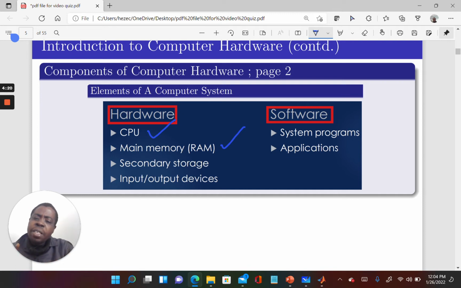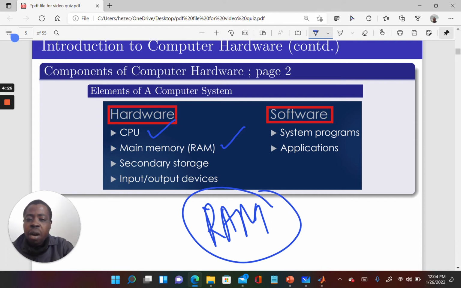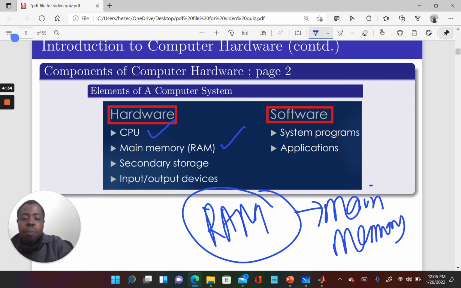The main memory. Now, the reason why RAM is called main memory is this. RAM, which is random access memory, is the main memory. I will tell you the reason why it is called main memory. Now, when you load an application, maybe Microsoft Excel or Microsoft PowerPoint, RAM is holding that application when it is loaded. And when you are typing anything on it, before saving it, everything stays in RAM. So RAM is the main memory.